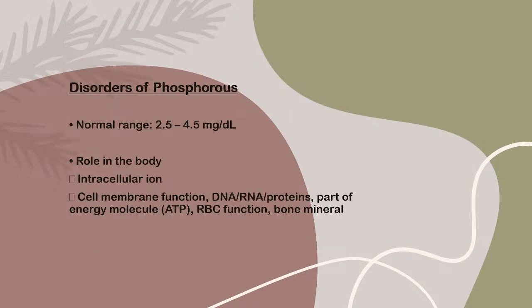Now the disorders of phosphorus. The normal range of phosphorus is 2.5 to 4.5 milligram per deciliter. And if we talk about the role of phosphorus in the body, it is an intracellular ion. All right. It helps in cell membrane function, DNA, RNA, and protein synthesis, it is part of the energy molecule ATP, it has a role in RBC function, and it is a bone mineral. All right. So phosphorus is a bone mineral.